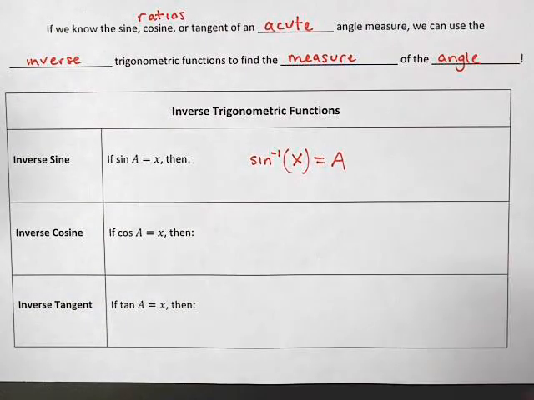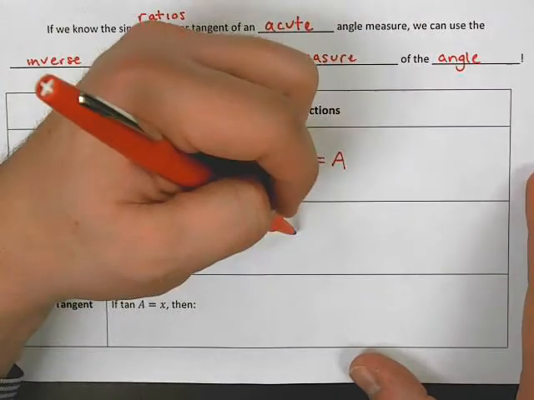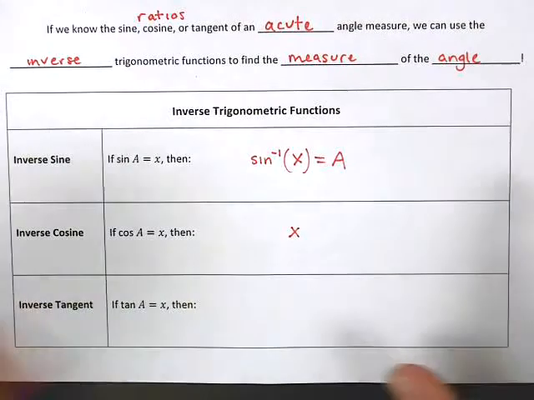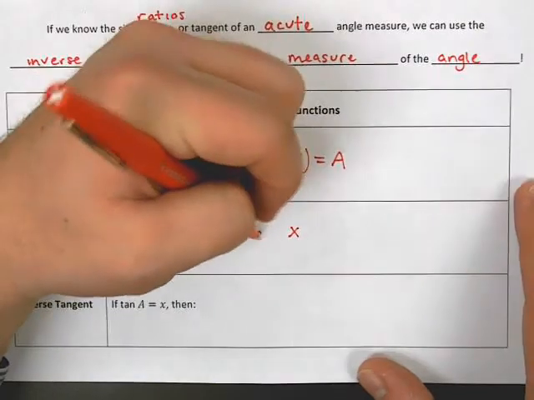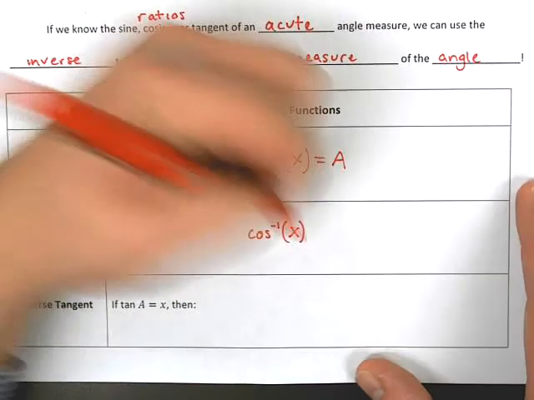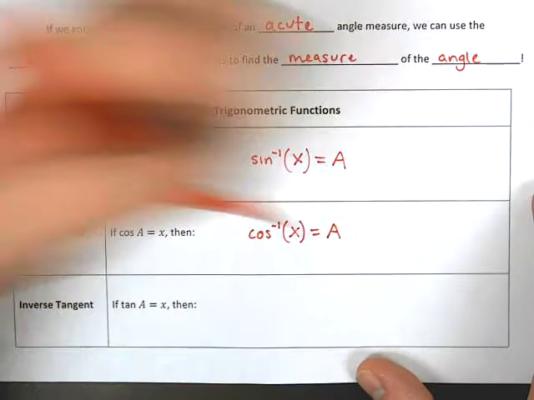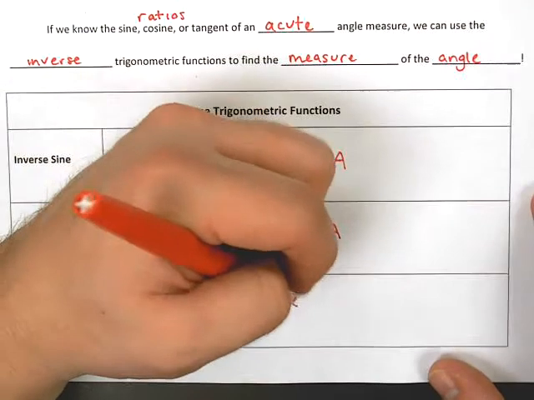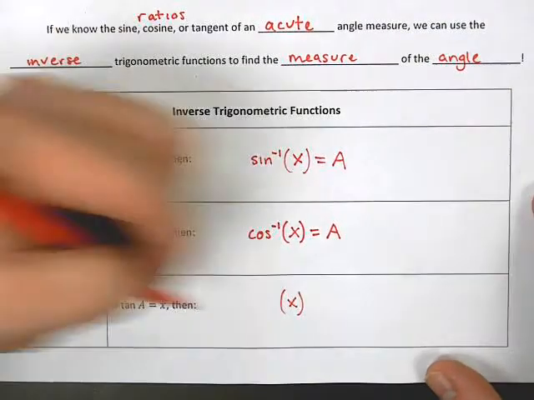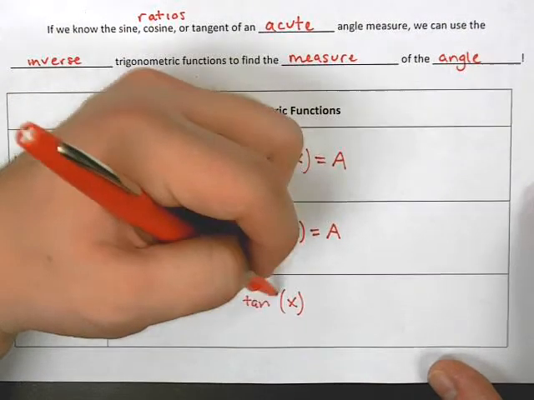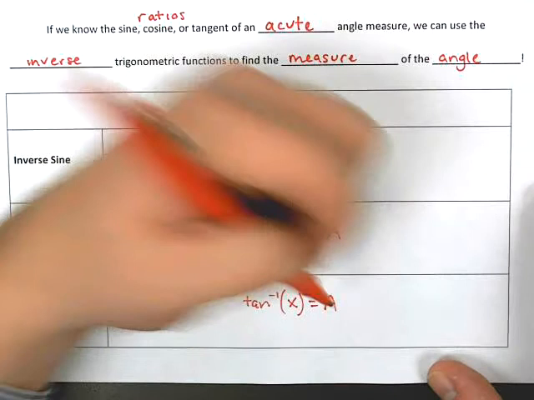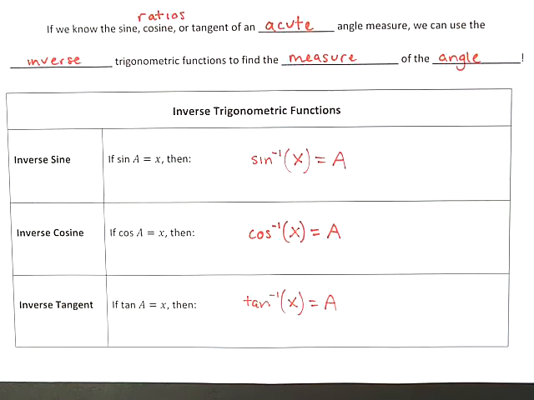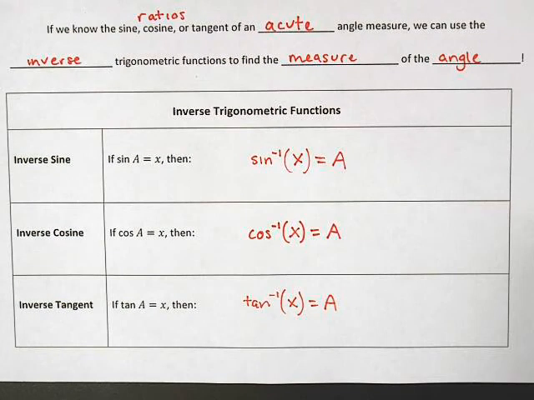So again, when we talk about inverse cosine, if I give you the cosine ratio, then we can take the inverse cosine of that ratio to get the angle. And then lastly, the same thing works with tangent. If I give you the tangent ratio, you can always use inverse tangent of that ratio to get the angle that you're looking for. Okay? So let's practice some of this now.